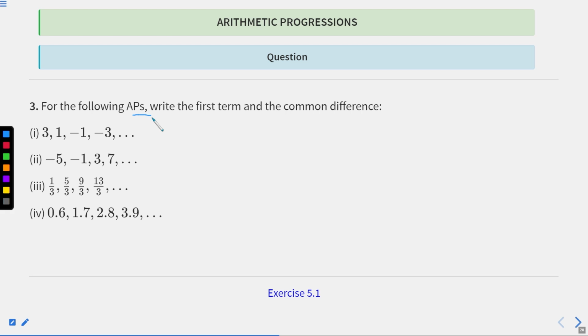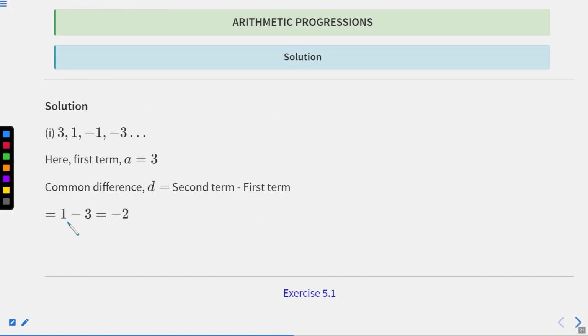That is the first term, that is here 3, minus 5, 1 by 3, 0.6. Okay, now we have to find the common difference of the following APs. Okay, so let us see how to solve it.